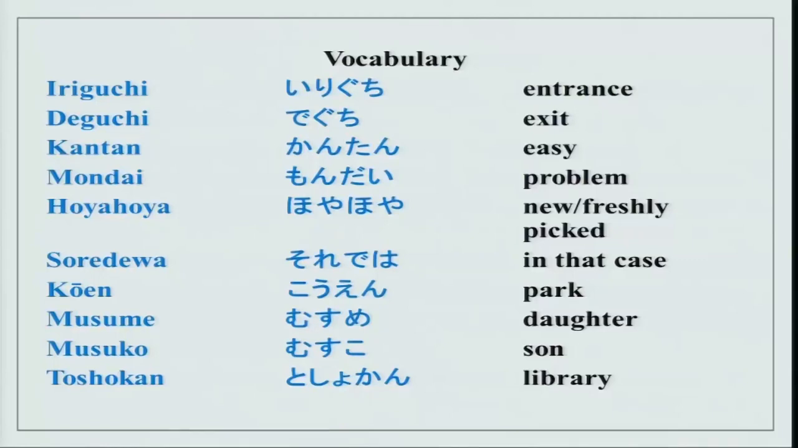So, now you have this vocabulary from the lesson. Well, iriguchi, the meanings are given here in black. Deguchi, kantan, mondai, hoya hoya, sore de wa, kouen, musume, musuko, toshokan. So, this is some new vocabulary for you.